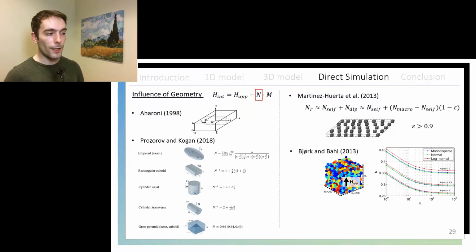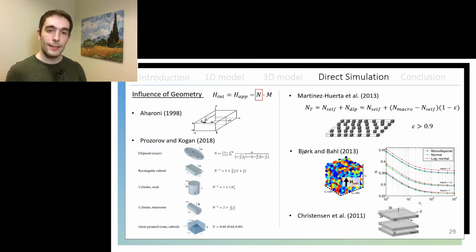Bjork and Bolt went further to test this approximation on geometries that are closer to a magnetic regenerator, and that would be randomly packed beds of spheres with a lower porosity, 0.3 more or less. And they found out that their simulations were acceptably close to that approximation, and that the demagnetization constant is a function as well of the relative magnetic permeability of the material. Christensen et al. performed a similar study on stacks of parallel plates. They did not compare the results to the approximation provided by Martinez Huerta. However, their results followed the same logic.